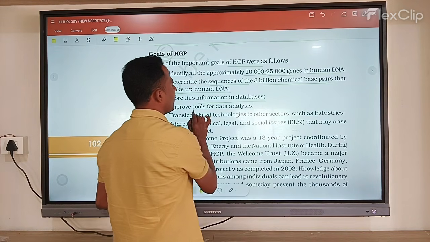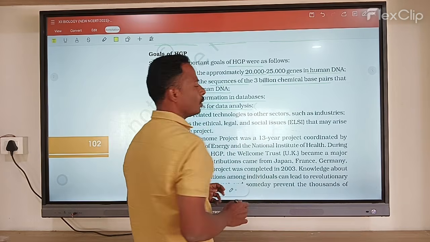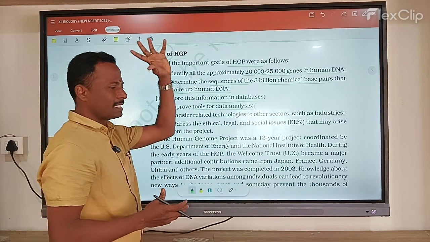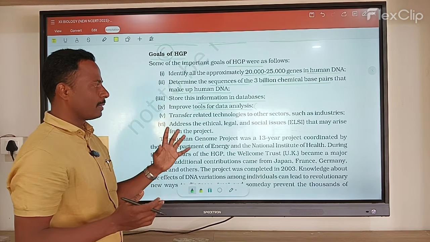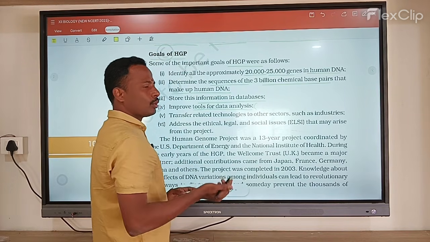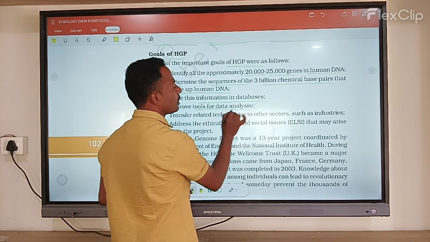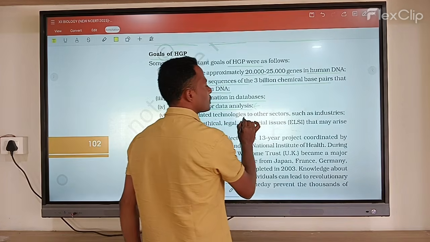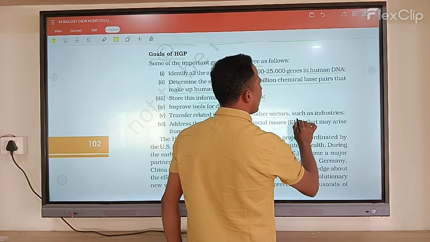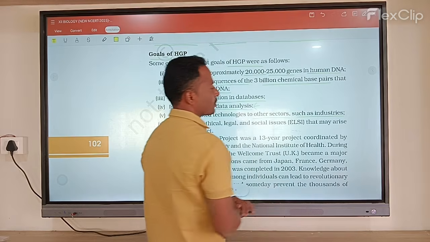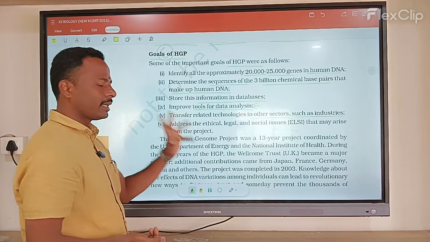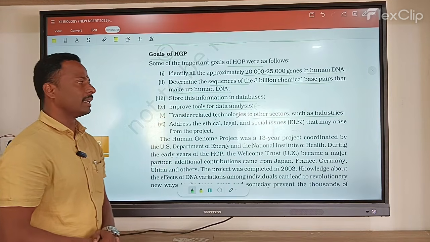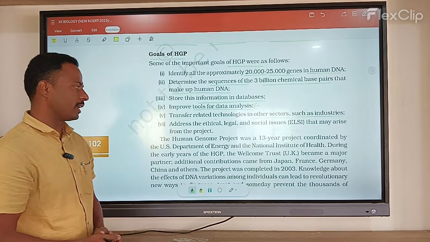Next, provide tools for data analysis. The total human genome, that is, the total base pairs, is stored and analyzed with the help of data analysis tools. Next, transfer related technologies to sectors such as industries. The related technologies can be used in sectors and industries in this human genome project.